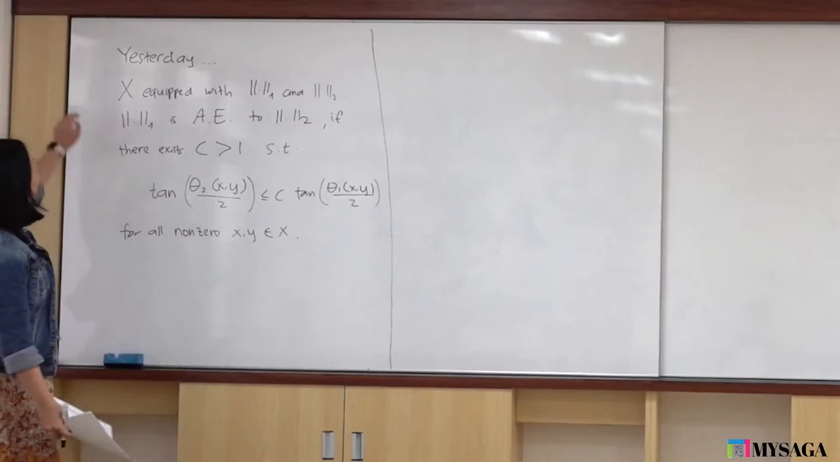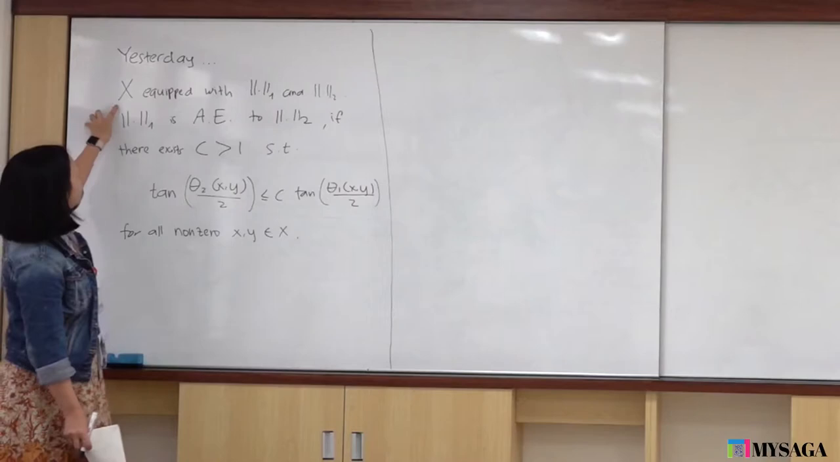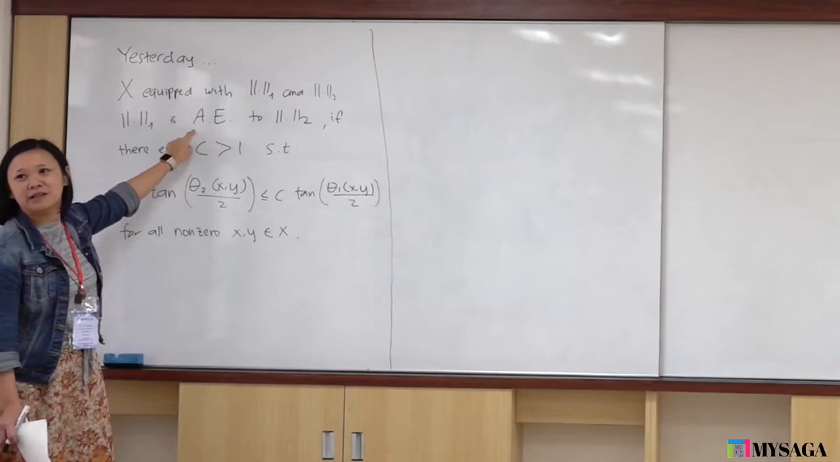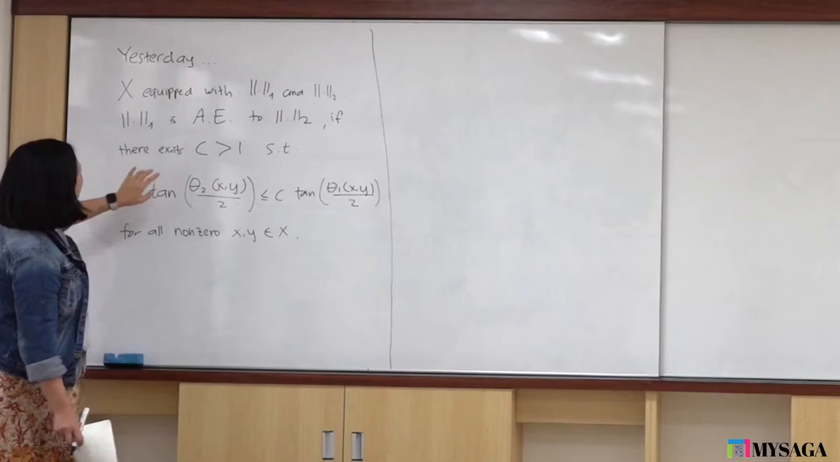Okay, so yesterday we looked at things like this, a vector space X with two norms in there. We say that the two norms are angularly equivalent. On the board, I will write it as capital A dot capital E dot instead of little a, little e, because then you'll be confused with almost everywhere. So let's not do that. So I will use this notation rather.